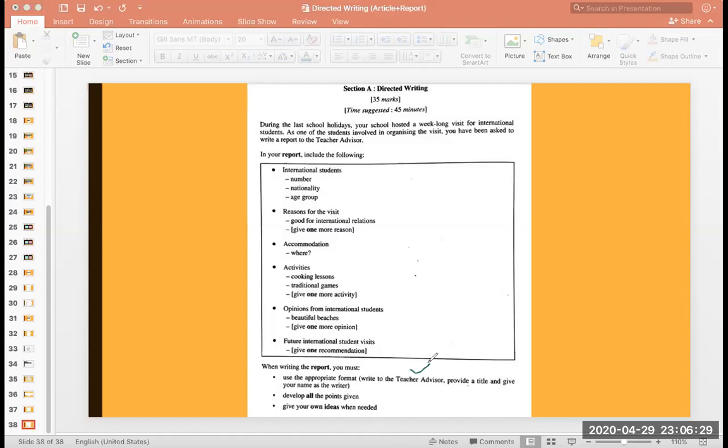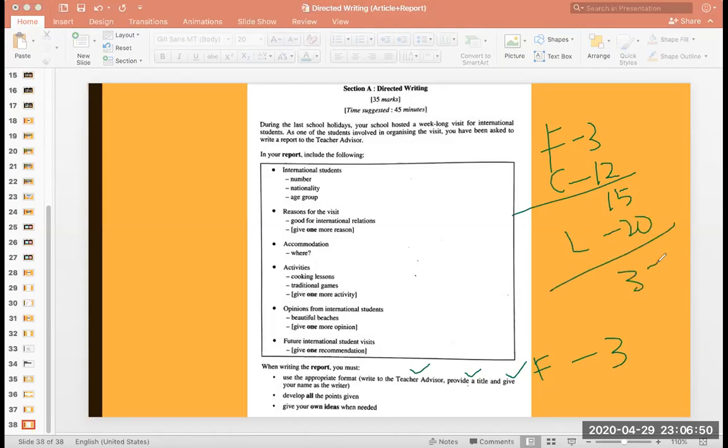Kalau format dia 3. Okay, this is format then you will have 3 points for format. Then content will be 12 untuk jadi 15. Okay, bahasa sentiasa 20, jumlah 35 untuk soalan bahagian A. So you want to count which one is the content point. 1, 2, 3, 4, 5, 6, 7, 8, 9, 10, 11, 12.